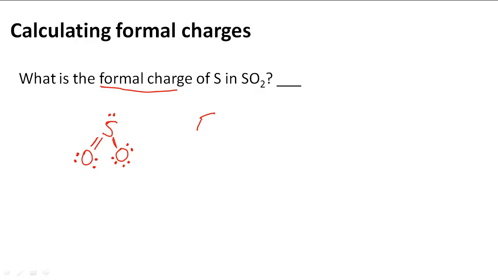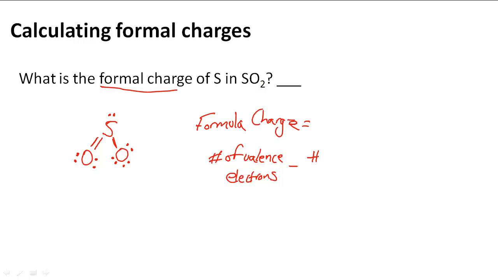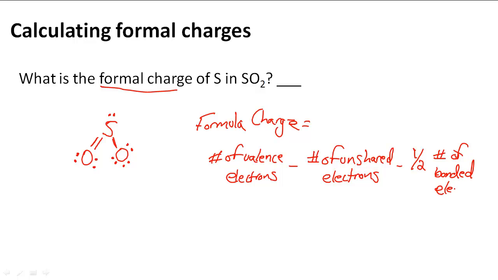So to figure out formal charge, that electrical difference, we're going to have a formula. So we need to know the number of valence electrons of the atom that we're looking for, and subtract the number of unshared electrons around that atom, and then subtract half the number of bonded electrons to figure out the formal charge.